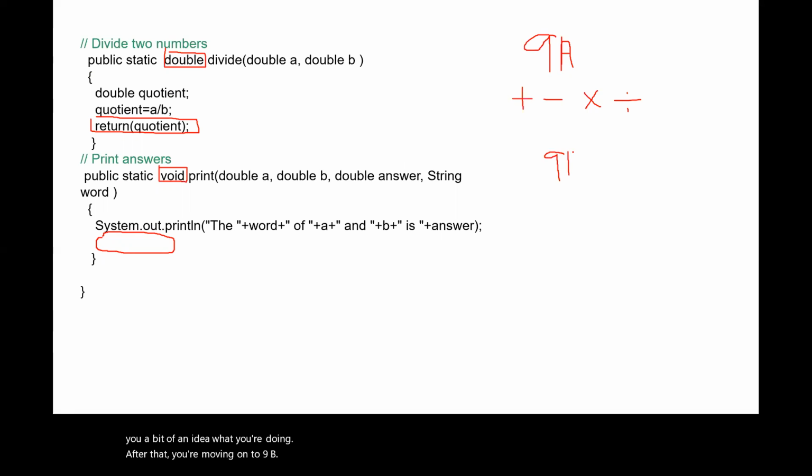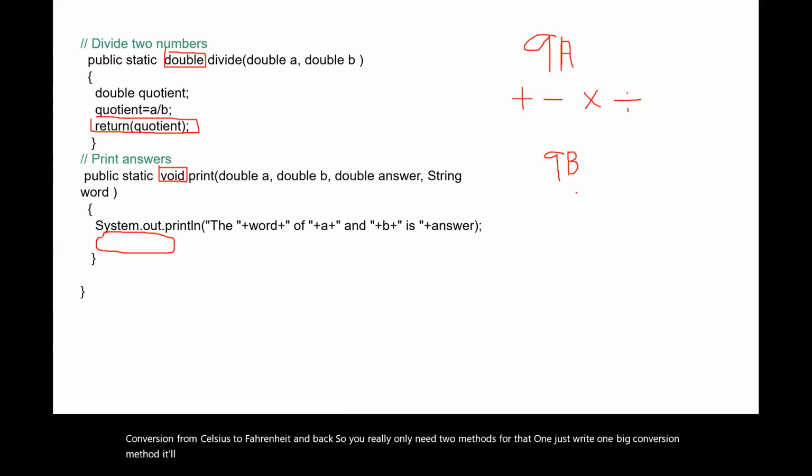Now, 9A is a little bit wimpy. Methods can be much longer than one line. I'm making you do this just to get an idea of how methods work, but in 9B, write bigger ones. So in 9B, I think that's the conversion from Celsius to Fahrenheit and back. So you really only need two methods for that one. Just write one big conversion method. It'll take temperature, convert from one thing to another.